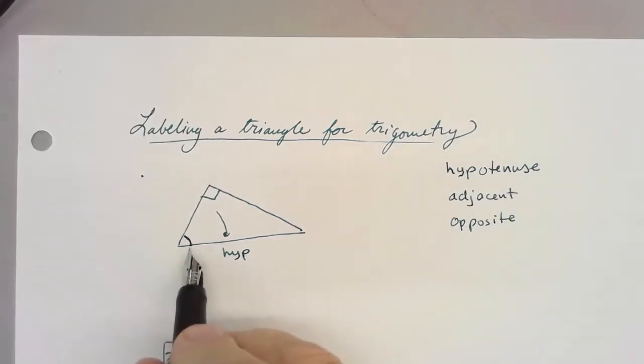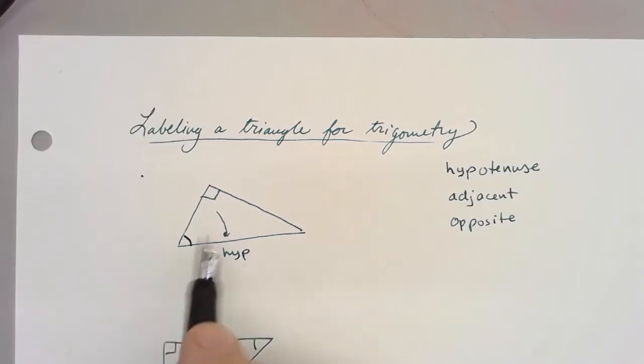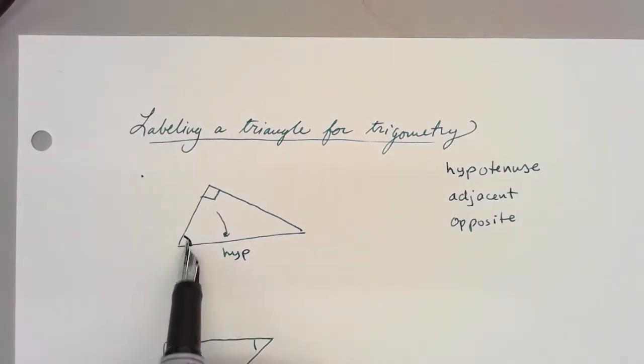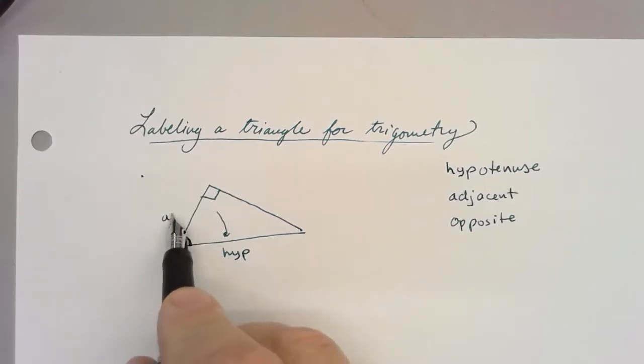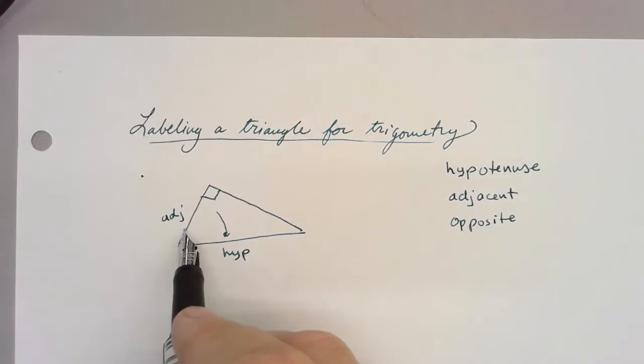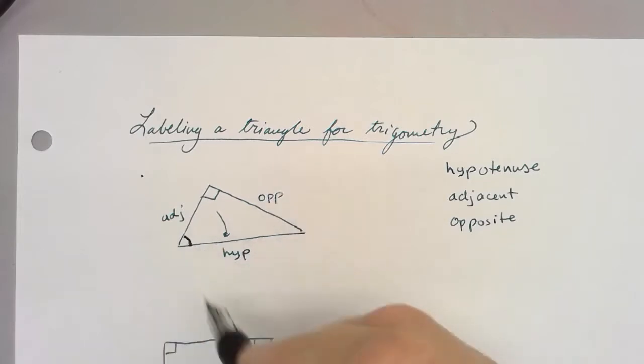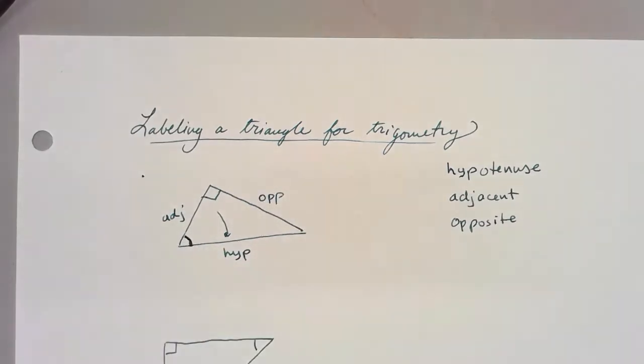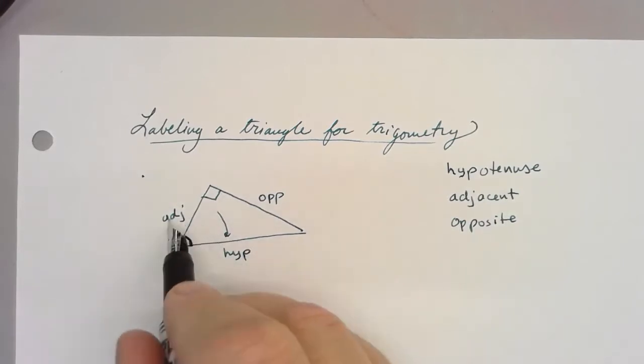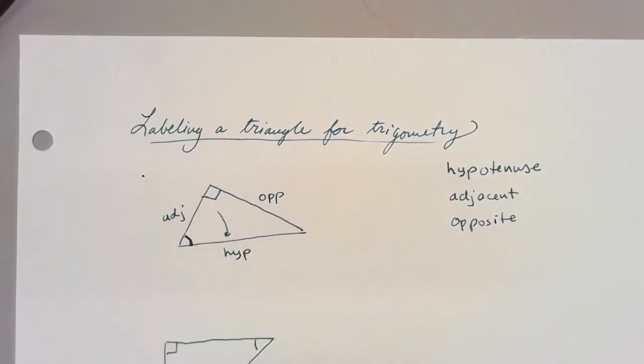The adjacent side is the other side that this arc for the angle touches. It's going to touch the hypotenuse, then the other one that it touches is the leg that is adjacent to this angle. And then going across from it to the opposite side of the triangle, we find the leg that is opposite this angle. And this is the order that I recommend you label the 3 sides: hypotenuse, adjacent, opposite.